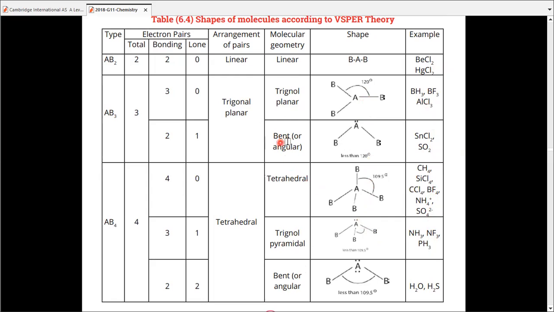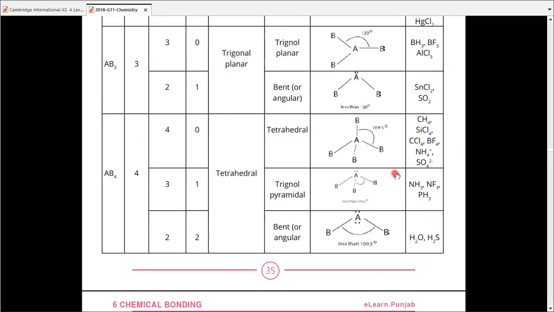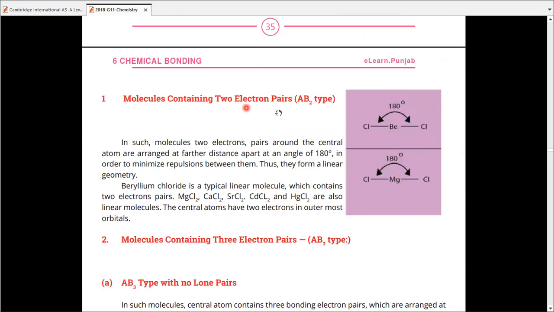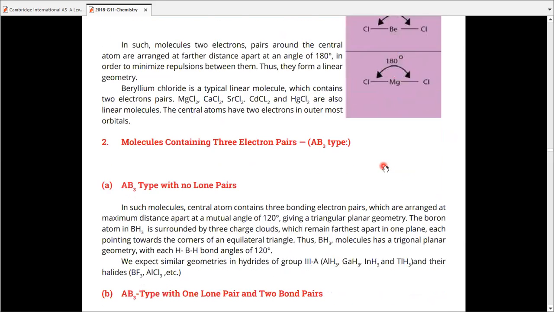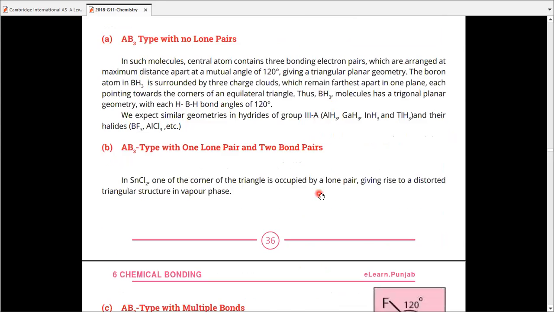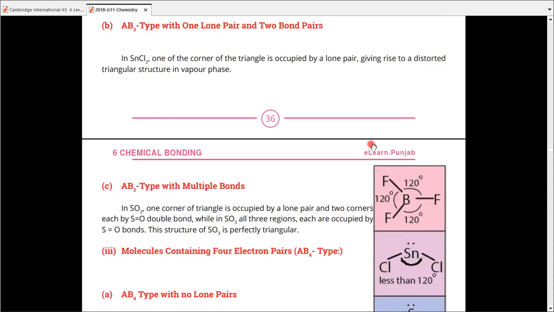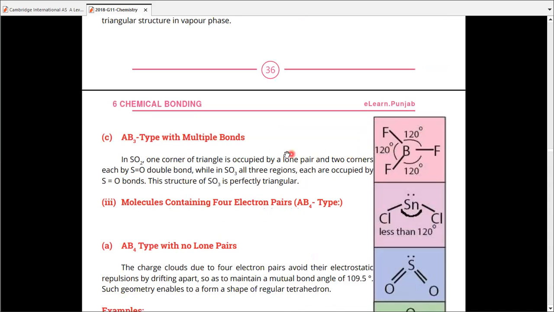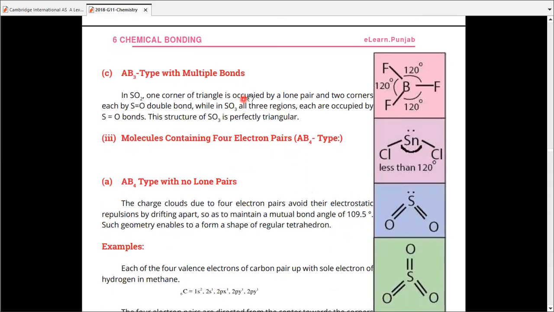You might see the words bent or angular for these angles. You will also see the same words in many marking schemes with different examples. This also goes on with explanation. For molecules containing electron pairs, AB2 type, BeCl2 or MgCl2; AB3 with no lone pairs such as AlH3, BF3, AlCl3, trigonal planar, like this one. They also discuss a certain type that has been used in past papers, and I specifically use this book because I've seen this exact same example in past papers.